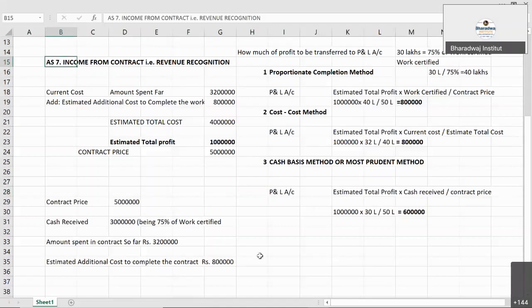Sir, could you please say how to treat it if it is an estimated loss? If it is an estimated loss, it will be fully transferred to the P&L account. Yes, sir. Conservatism.